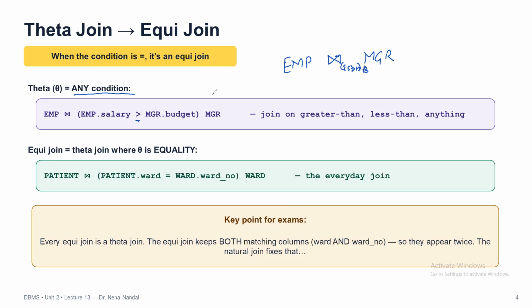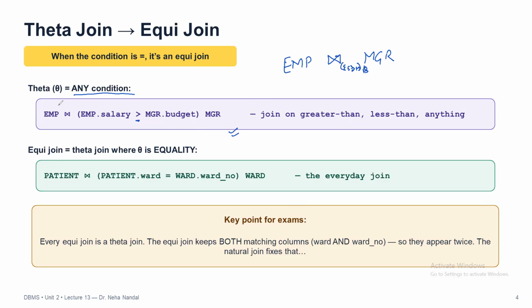So any comparison will work here: less than, greater than, equals. But in practice, almost every join you will ever write uses equality, where this table's foreign key equals that table's primary key. So you have to match two columns, where in one table it will be a primary key and in another table it will be a foreign key. I hope you got some idea. We'll be doing some examples on this, but this is just for your example purpose.